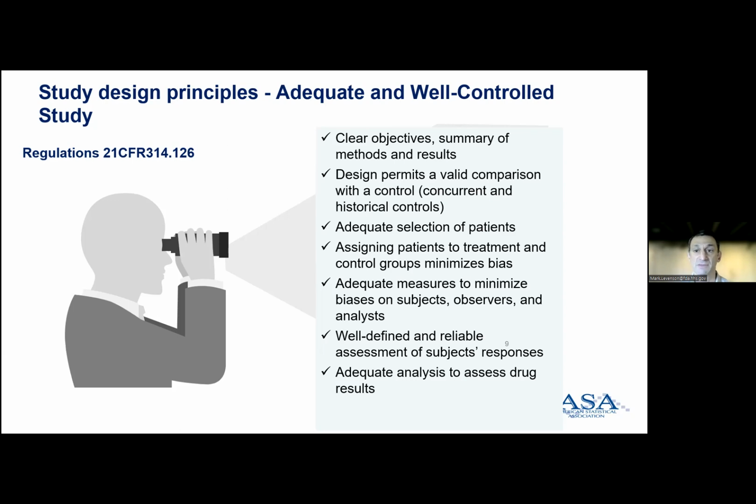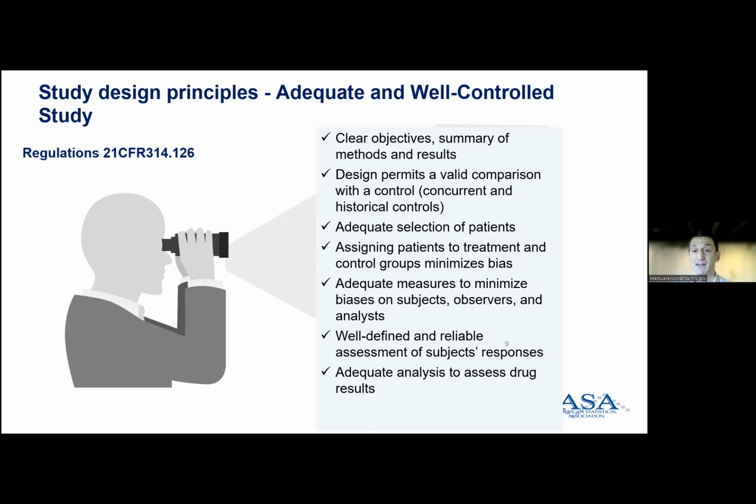Basically the patients in your study should have the disease you're trying to study. So how that relates to real world evidence, you have to be able to select the patients that have the disease or condition you're interested in. You have to be able to identify those patients. Next, assigning patients to treatment and control groups in a way that minimizes bias. The regulations say that's typically done by randomization, but it doesn't have to be done by randomization. So again, this is sort of an opening to non-traditional studies.